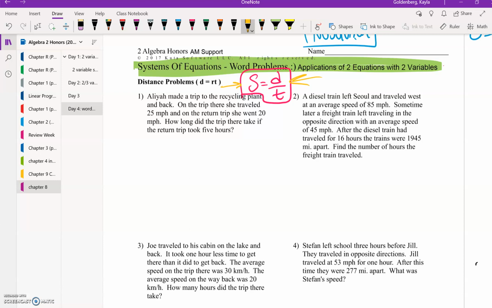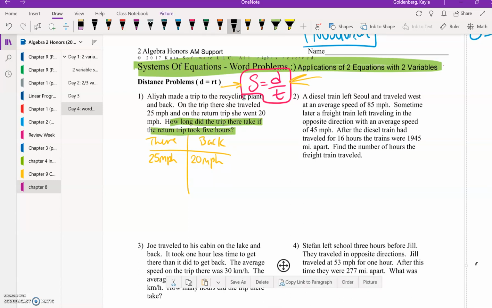Okay, so number one, Aaliyah is making a trip to the recycling plant and back. So I'll do maybe there and back, right, to keep track of my information. On the trip there, she traveled 25 miles per hour. And on the return trip, she was only going 20 miles per hour. And then here's what they're asking. How long did the trip there take if the return trip took 5 hours? So we want time here. This one was 5 hours.